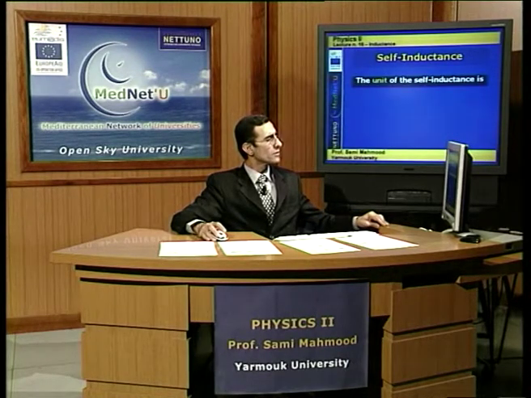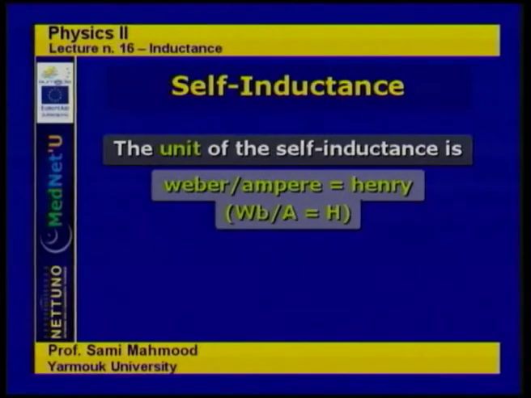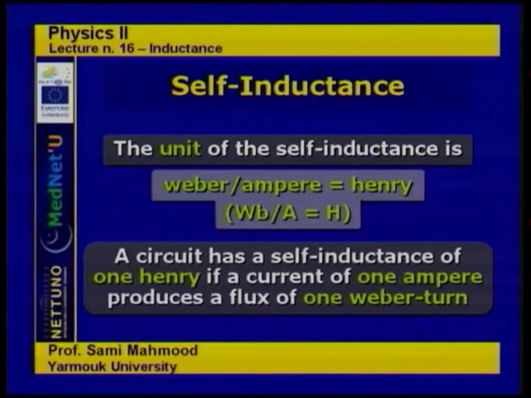The unit of self-inductance in the international system of units is called Henry. From the definition, this unit is the unit of magnetic flux, which is the Weber, divided by the unit of current, which is the ampere. So Henry, capital H, is equal to Weber divided by ampere. And thus, this defines the unit of inductance in the international system.